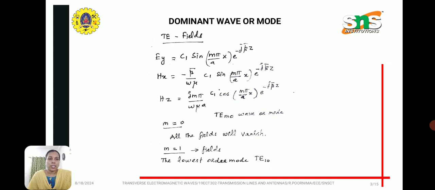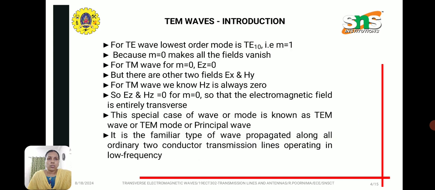The dominant mode is the one with the lowest cutoff frequency. For the TE wave, all the fields will vanish when m equal to 0. When m equal to 1, the fields are present. So the lowest order mode is the TE10, where m equal to 1, because m equal to 0 makes all the fields vanish.